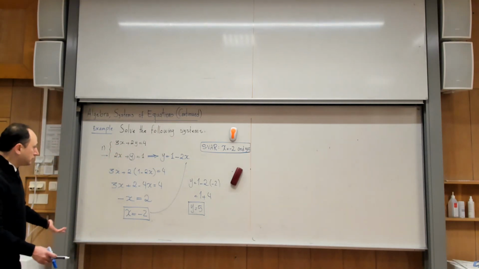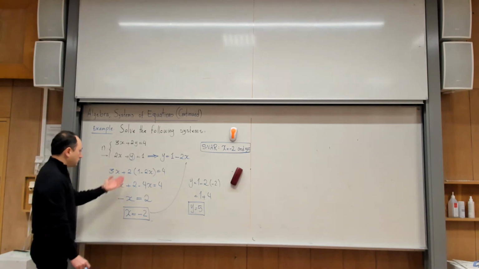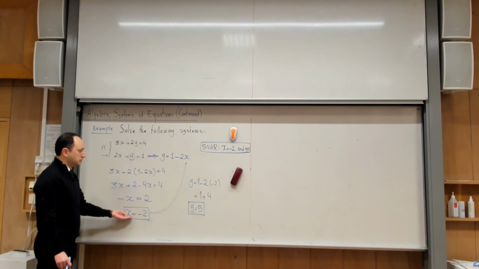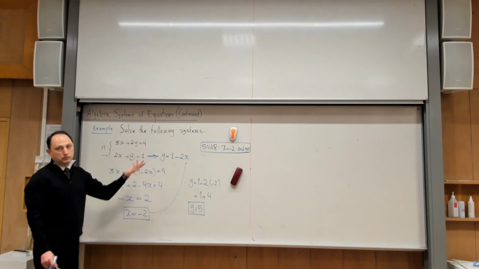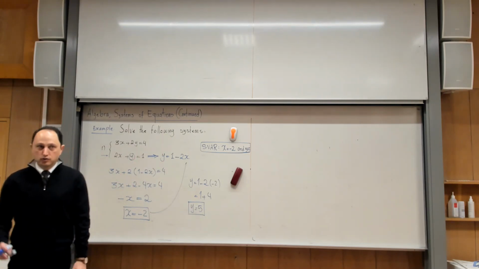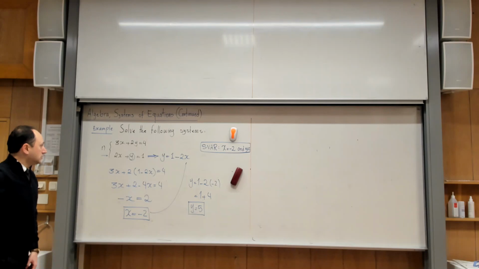And there are no other solutions, yes? Because when I solve this, I get only one solution. When I have one solution for x, I put it back here, I get only one answer for y. So there are no more solutions. So that is the end of this problem. Yes?